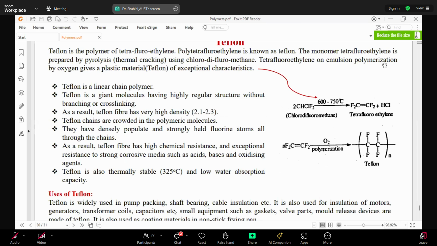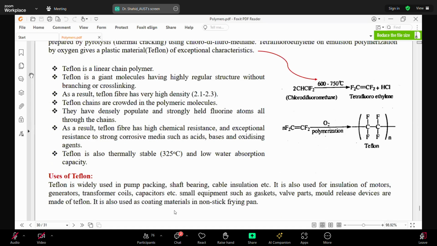So tetrafluoroethylene on emulsion polymerization with oxygen gives a plastic material, Teflon, with exceptional characteristics. Which characteristics? Teflon is a linear chain polymer. Teflon is a giant molecule having a highly regular structure without branching or cross-linking. It's a linear polymer. As a result, Teflon has very high density. Teflon chains are crowded in the polymeric molecules. They have densely populated and strongly held fluorine atoms.